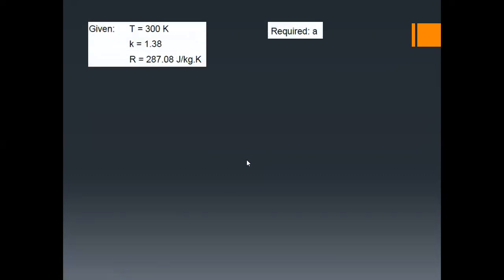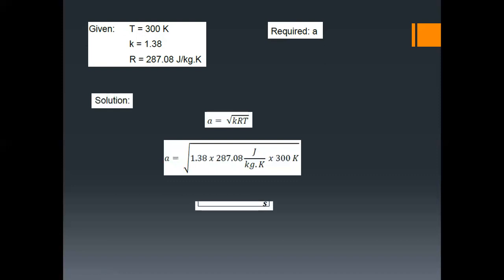So, next, we find the speed of sound. The temperature is 300 Kelvin, the specific heat ratio is 1.38, and our gas constant is 287.08 joules per kilogram Kelvin. Just input it in your formula, and we get 344.74 meters per second. Okay, that's our speed of sound.